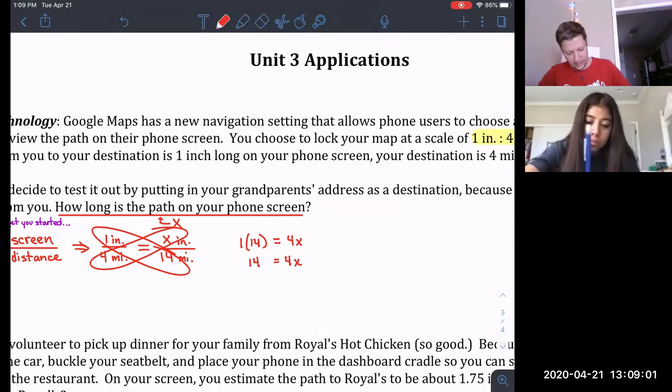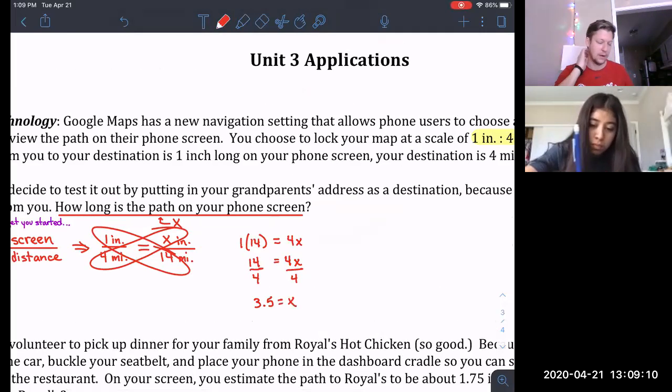Okay. So now it's a really easy equation to solve. All we have to do is divide by 4, and we get 3.5 equals x. Okay. So now finish it for me, Claire. What would be a good way to answer this problem?